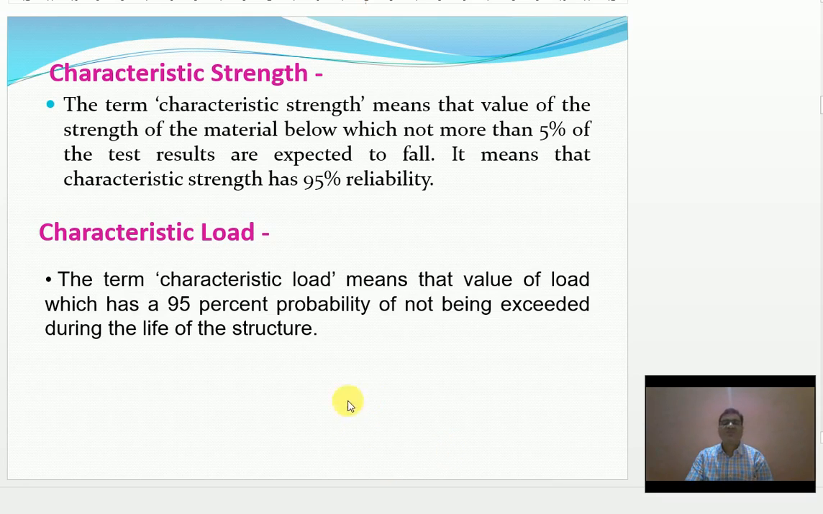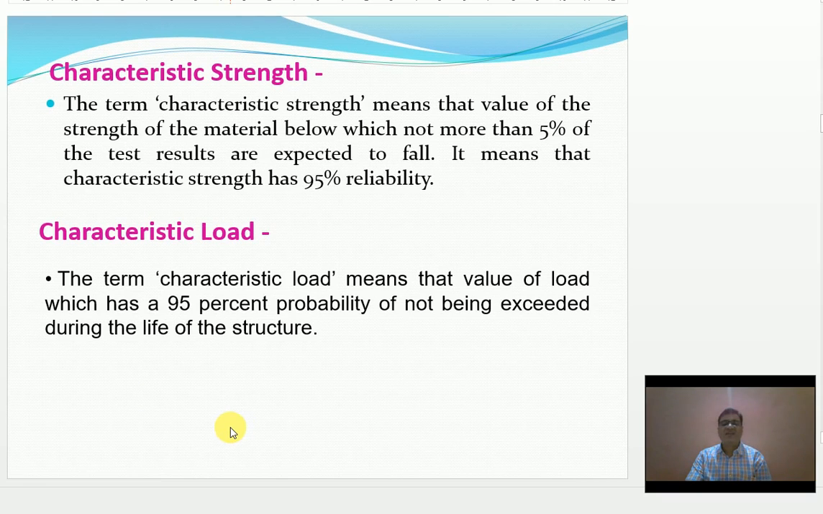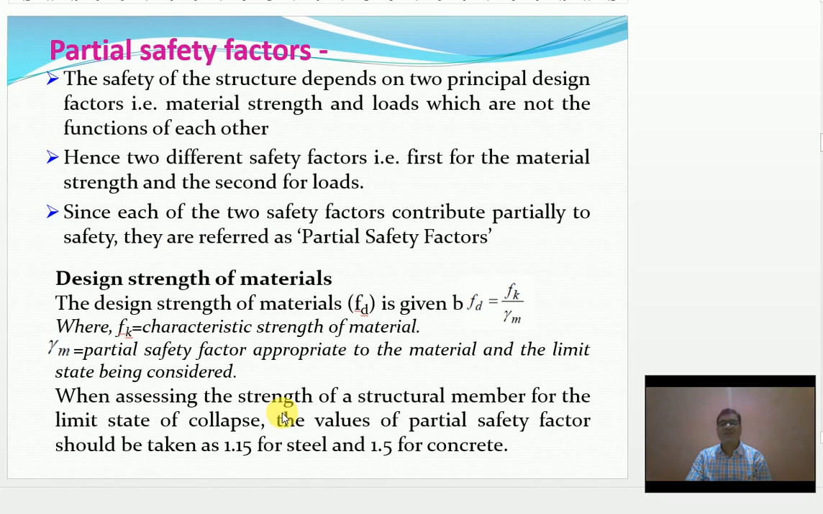So, characteristic strength and characteristic load. For both these concepts, IS code gives different values of factors, we can say safety factors. In the next slide we'll see the safety factors. Now these factors are called partial safety factors, so we'll also see the reason why they are called partial safety factors, not only safety factors. Well, here is the reason.